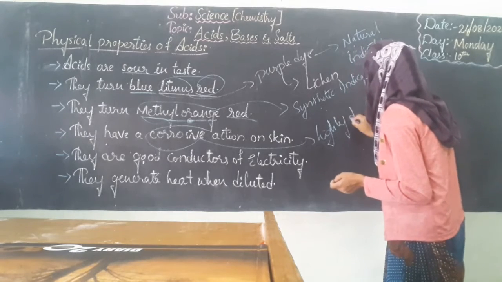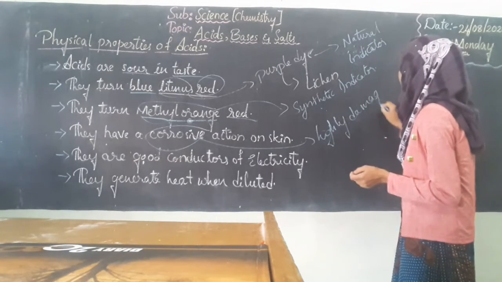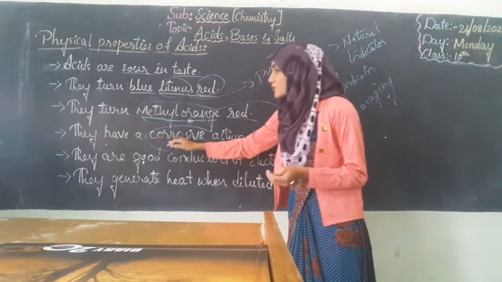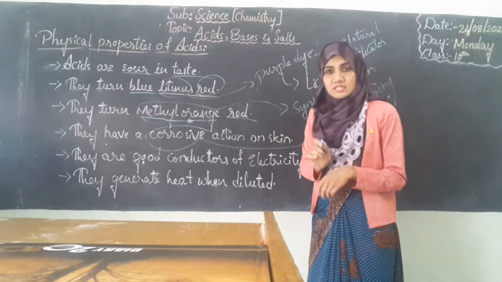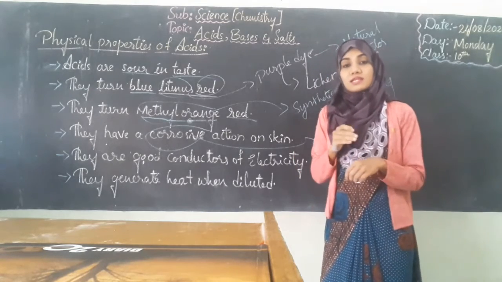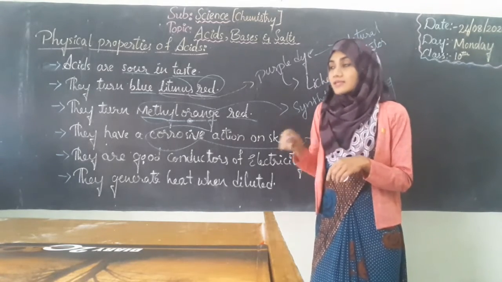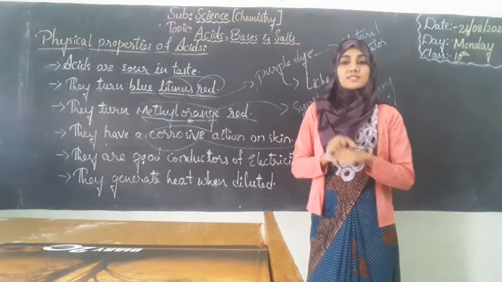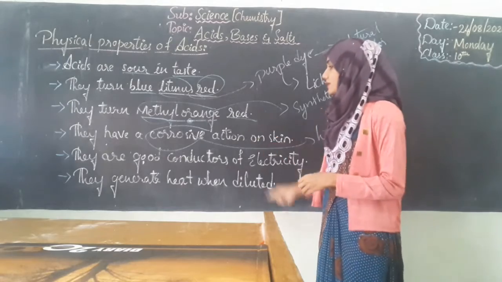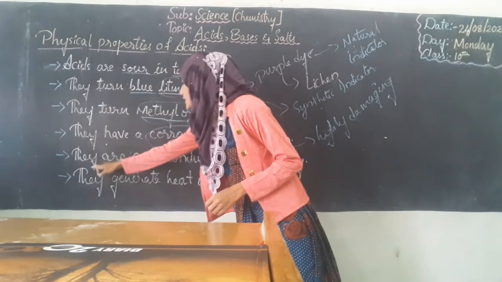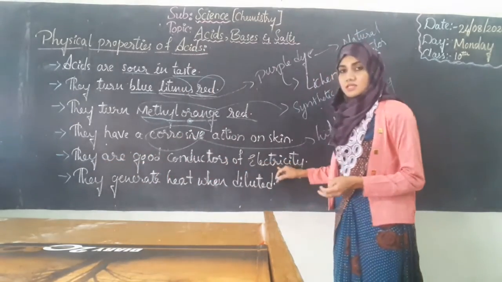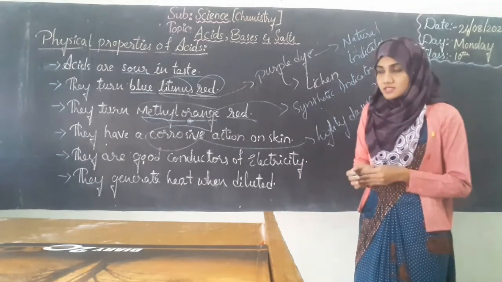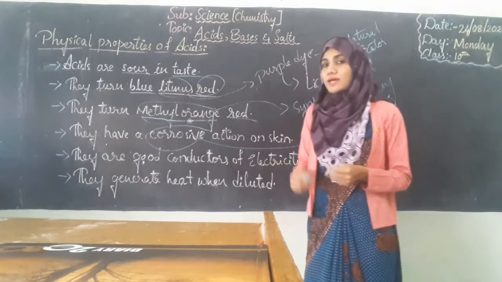If unknowingly the acid falls onto your skin, surely your skin will get highly damaged, as the acid will damage the living tissues present inside our skin. Next, they are good conductors of electricity. Obviously acids are very good conductors of electricity. This we will see through the activities.